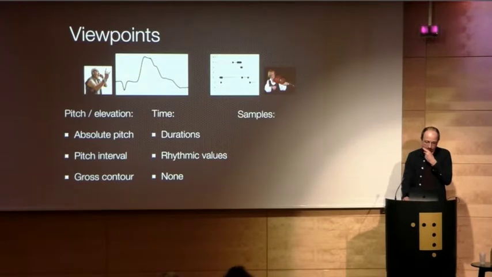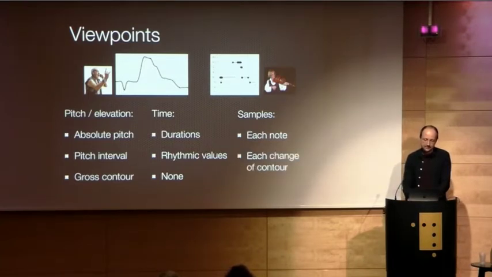And then about sampling, we could say we represent all the possible notes in the music. We want to find all those possible notes in our gesture. Or we could say, for instance, that we are just interested in the change of contour. So we could say here it's just ascending and then descending. And here also the same, ascending here and descending.